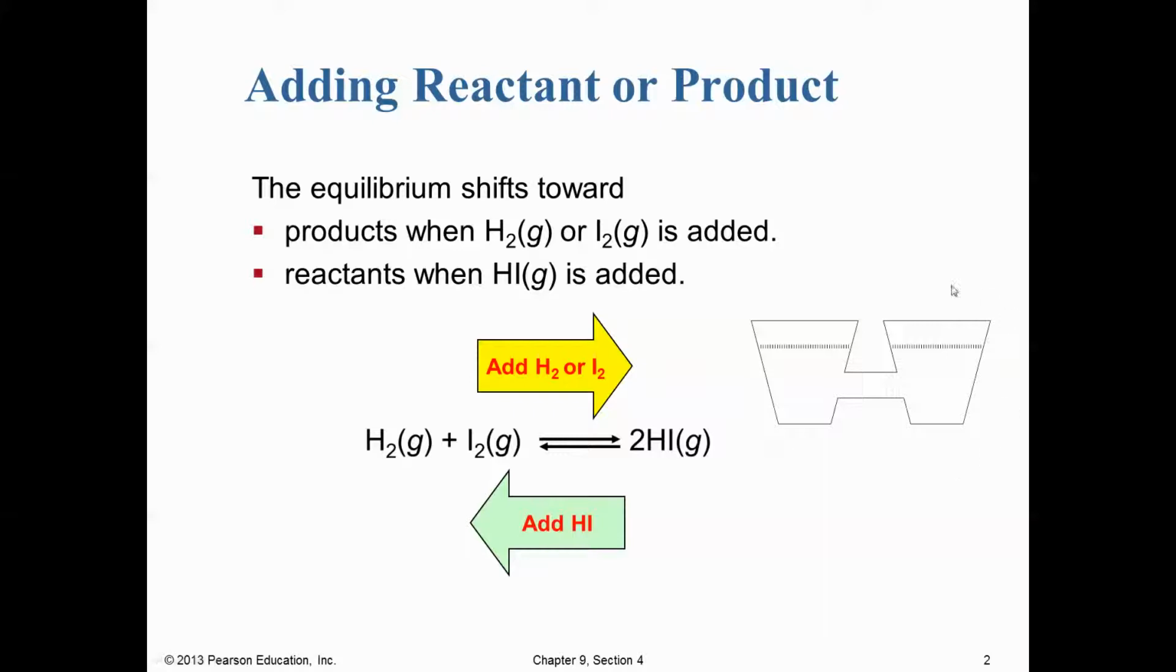A previous student of mine gave me this fantastic analogy. He said it's like 2 buckets of water connected with a pipe. If we dump more water in our left bucket, it's going to have to flow through the pipe towards the right or towards the product side to reestablish balance.